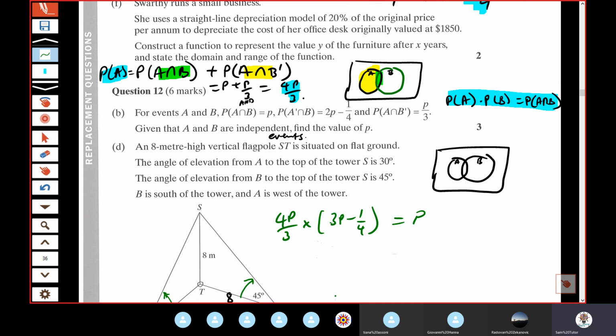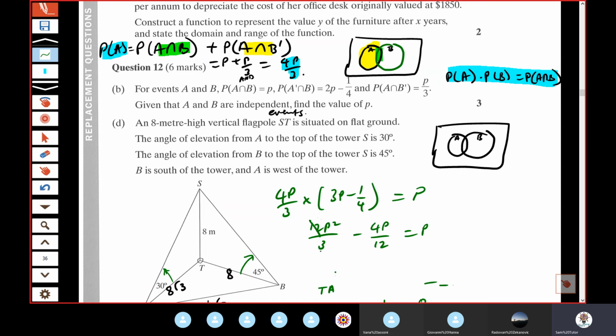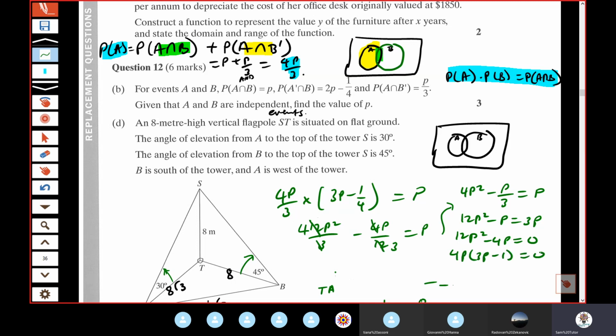Expand. I get 12P squared on 3 minus 4P on 12. 12 and 3 cancel out, you're left with 4P squared. 4 and 12 cancel out, you're left with 3. So what do we have? We've got 4P squared. I'm not going to do anything fancy now. You guys know it, just solve for P. So times everything by 3, bring everything to one side, factorize your 4P. P equals 0, and P equals a third.